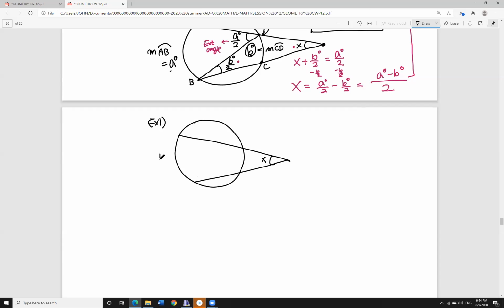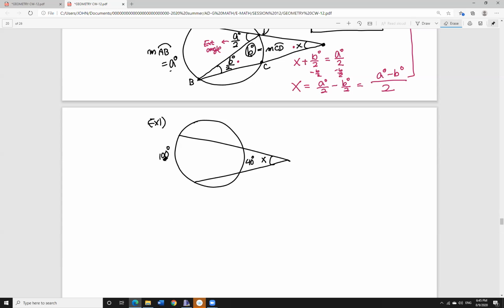This arc is 100 degrees. The other side is 40 degrees. That means it's a central angle, okay? If you use 100 and 40 inside, it's not clean. That's why we don't use the inside center angle, okay?